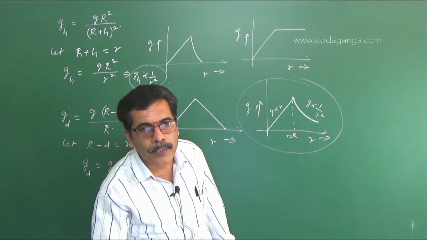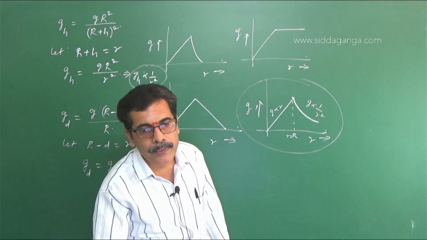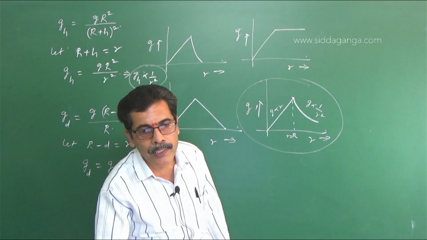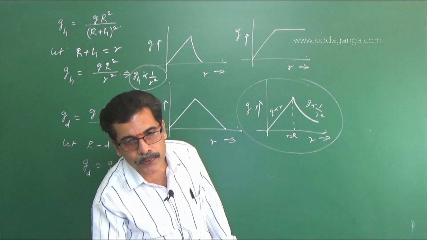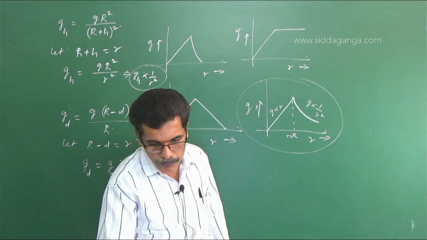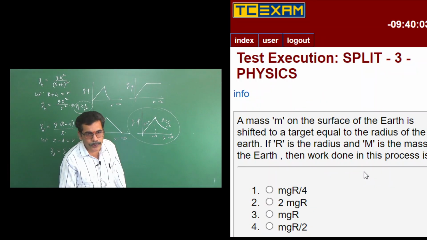Which of the following graphs correctly represents variation of g on the Earth? Inside the Earth, it is directly proportional. Outside, it is inversely proportional to the square of the distance. I hope you have followed this. Now, let us move on to the next question.